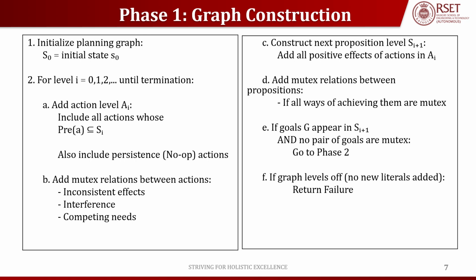Okay, once action level Ai addition and mutex relation addition is completed, then we'll move on to the construction of the next propositional level Si+1, in which we will add all the positive effects of actions in Ai. Then again you have to add mutex relations between the propositions. That is, if all ways of achieving them are mutex, you will add mutex relations. And finally we'll search for goals.